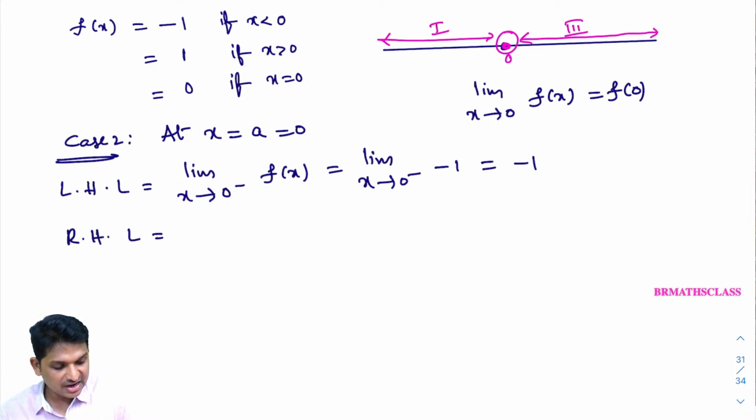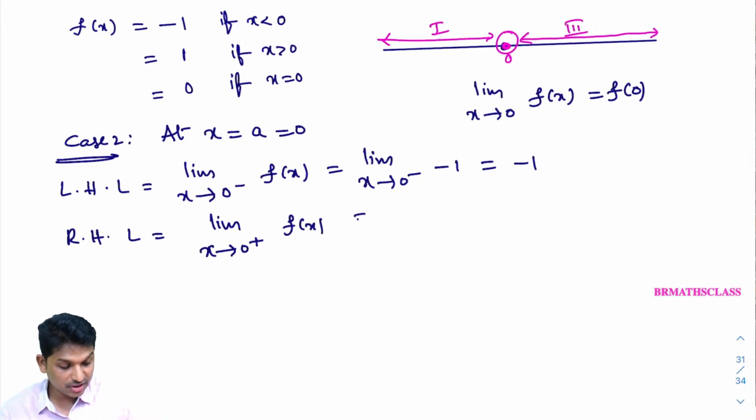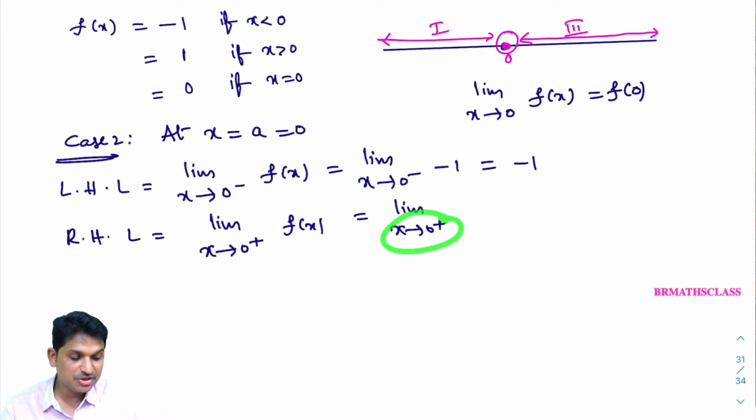Now I will calculate right hand limit. How to calculate right hand limit? Limit x approaches to 0 from right f of x. X approaches to 0 from right means all x values are greater than 0. When x values are greater than 0, what is the function? Function is 1. F of x is 1.